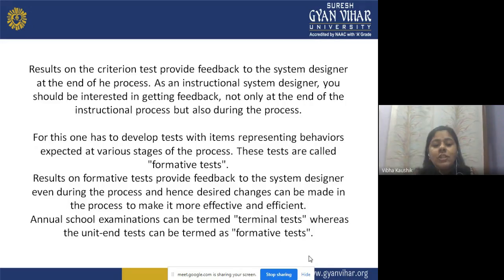Annual school examination can be termed a terminal test. Now, at the end of the curriculum, the test which we are taking, we are calling a terminal test. Whereas the unit tests can be termed formative tests. Those tests which we are taking after completing the units are called formative tests, and tests which we give the students after the ending of the curriculum are called terminal tests.